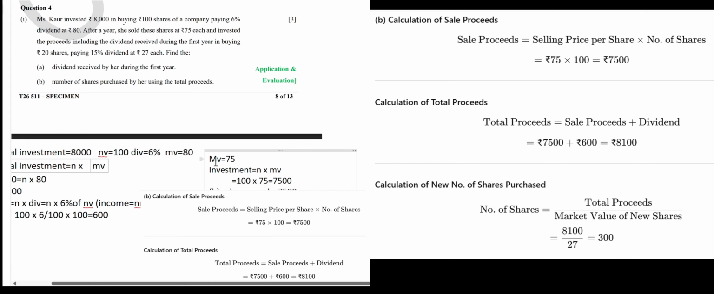Here this 75 is not MB, it is known as SP, selling price. This is sale proceeds equal to selling price per share. Here it is given, she sold these shares at rupees 75, so 75 is known as SP, the selling price per share. And 27 is known as MB.